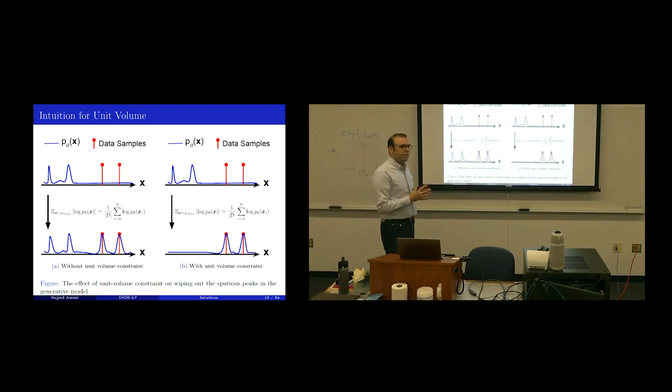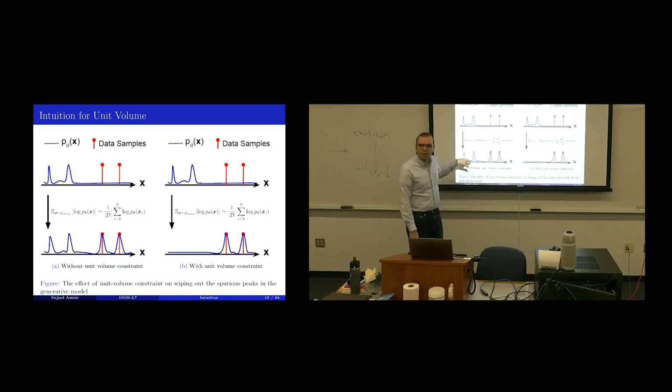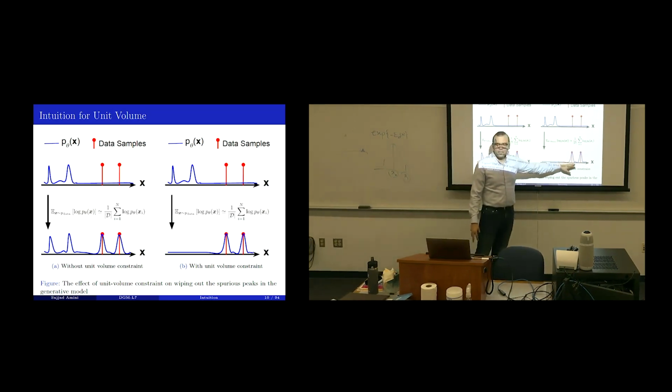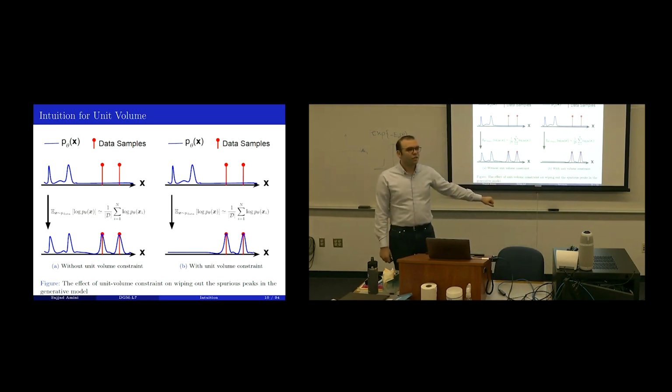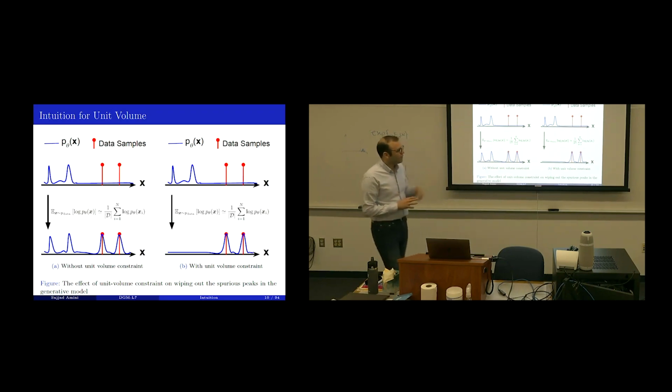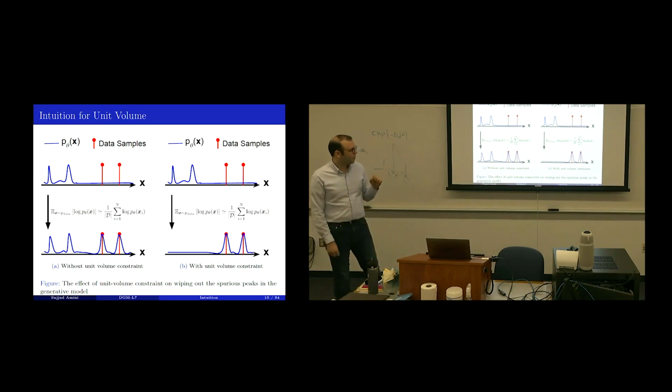But when you limit your budget, it means that you must zero out these two peaks to provide some area for your training data samples. So the unit area is a very important property for the energy-based generative model. Does it make sense? Okay.